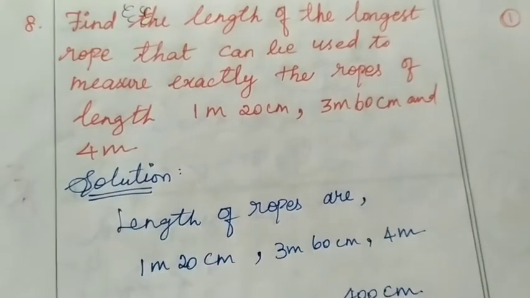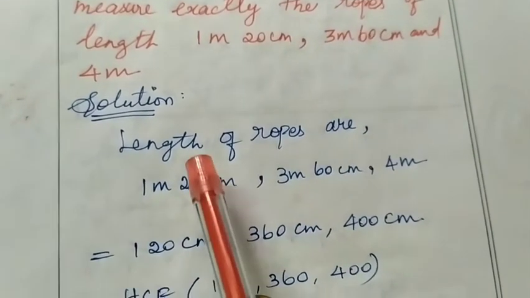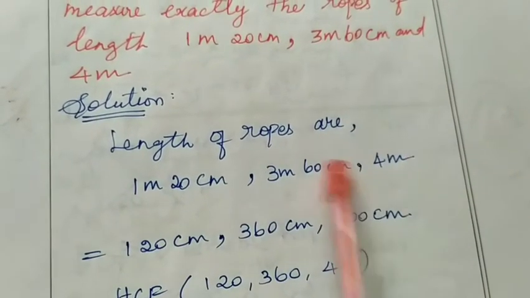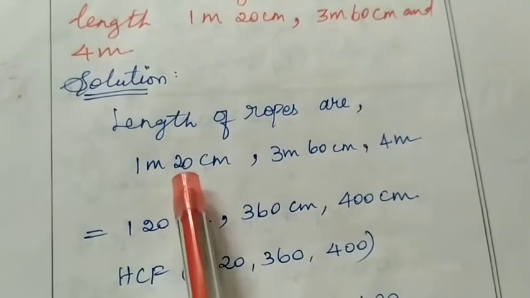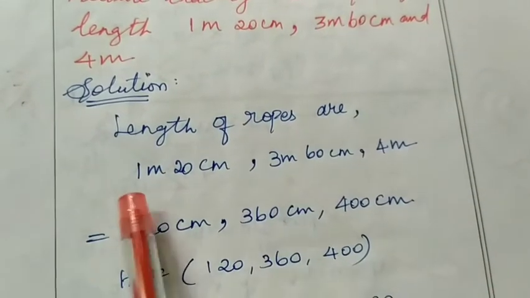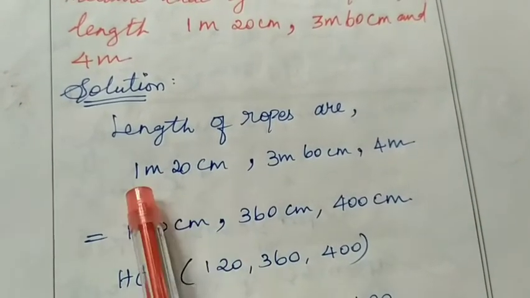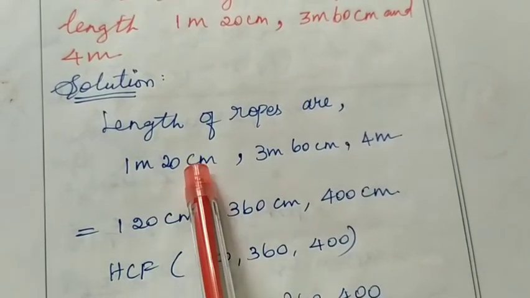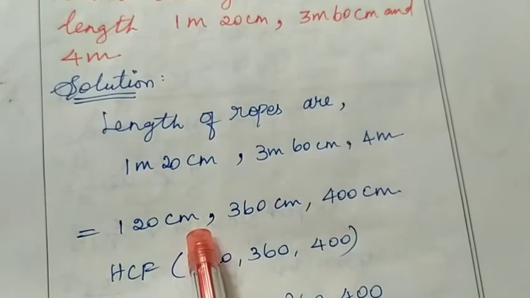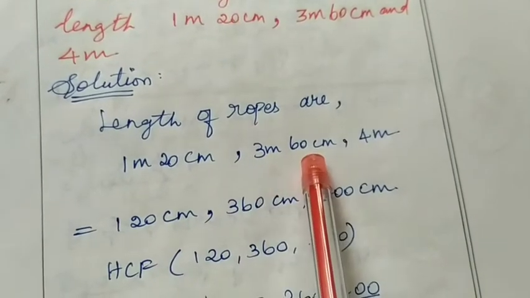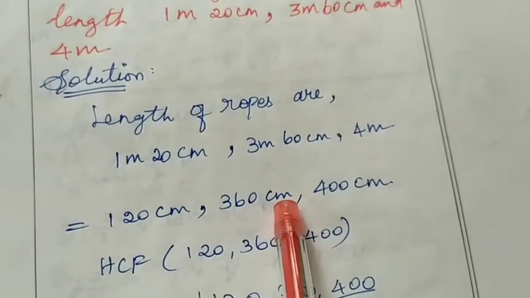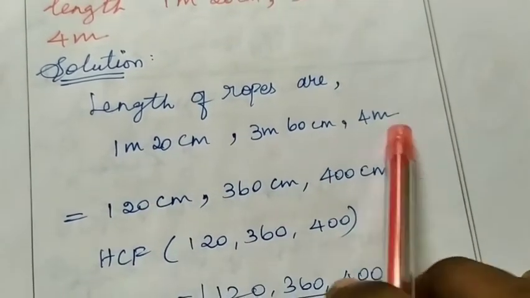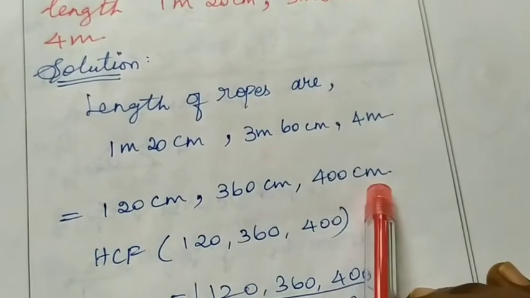Okay, so here we take the numbers. Length of the ropes are 1 meter 20 centimeter. Okay, what they given, take and write. Next the meter will be changed into centimeter. We know very well 1 meter is 100 centimeter. So 100 plus 20, 120 centimeter. So here 3 meter 60 centimeter, that is 360 centimeter, and then 400 centimeter. Now we change all the meters into centimeter.